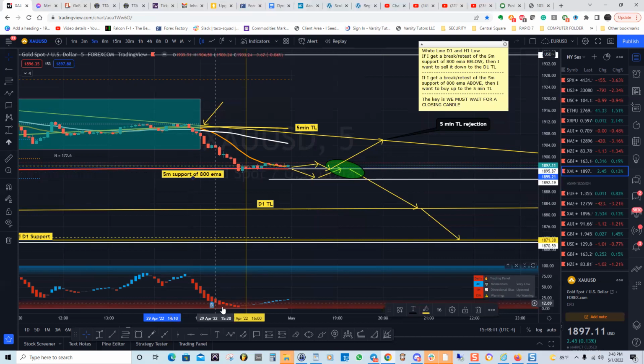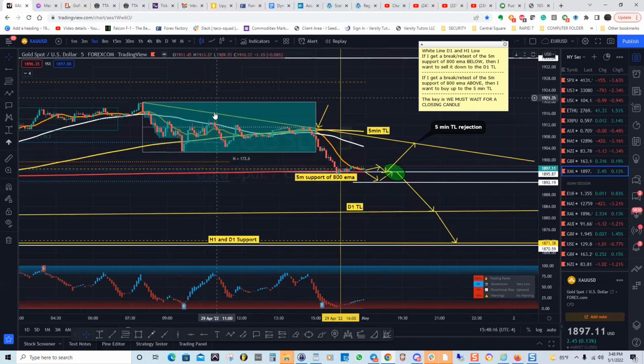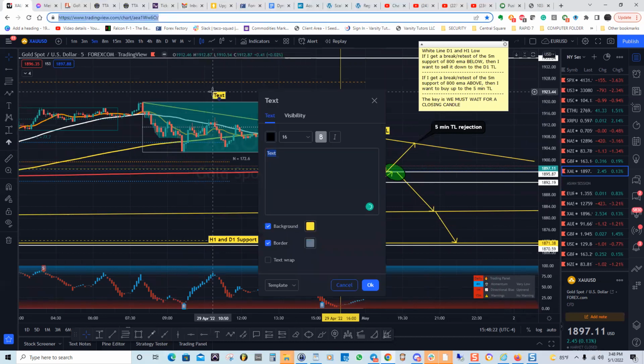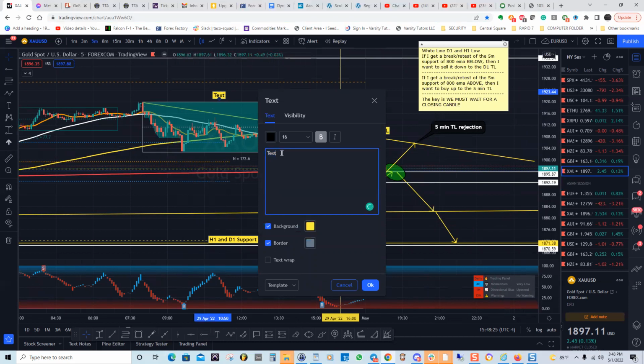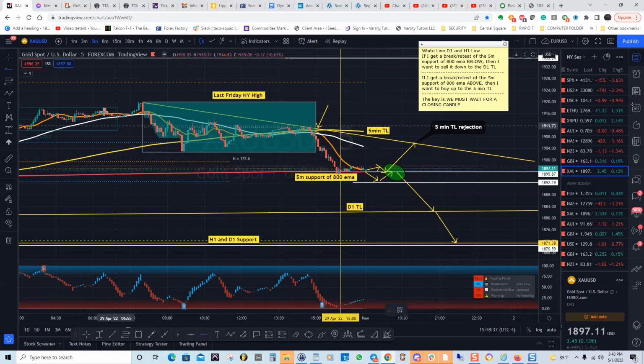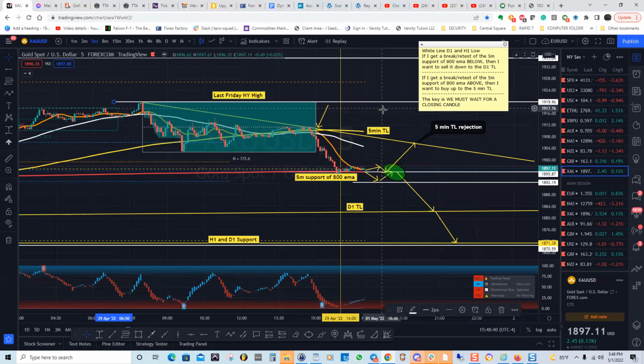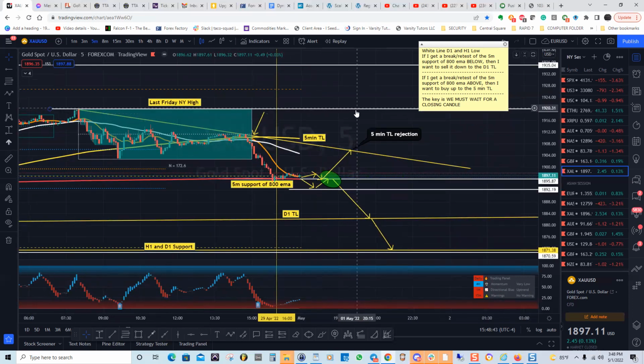And on top of that, you've got a previous New York session up here. This was last week's New York session, last Friday's New York high. So if it comes up here, then it should shoot down. If price comes way up here for some strange reason, then it should reject here and get shot down, because this is a resistance area up here.